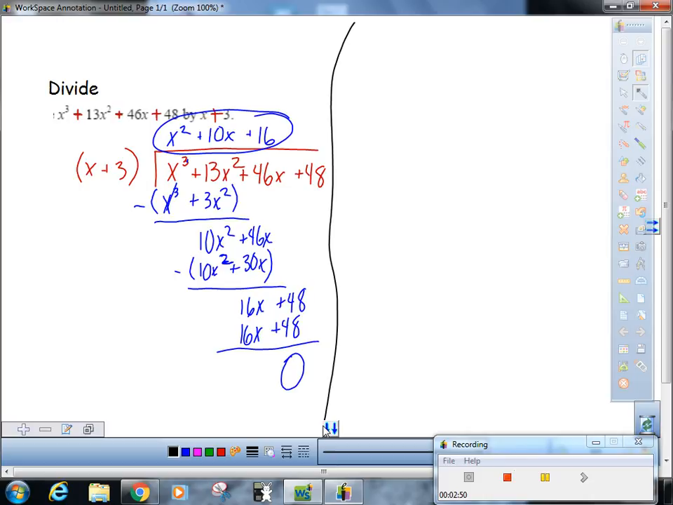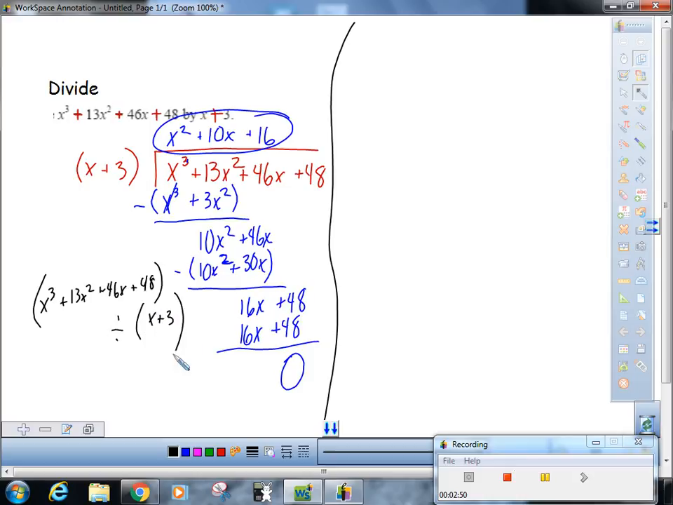So here is the strategy. We are doing x cubed. I just need some space so I can rewrite this. Plus 13x squared plus 46x plus 48 divided by this thing, divided by x plus 3, okay?